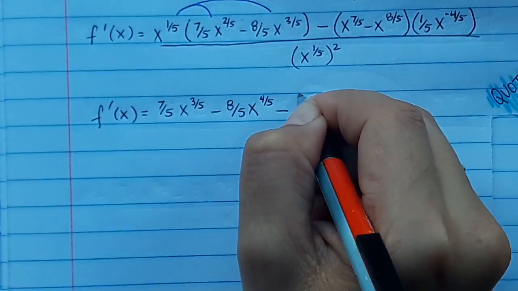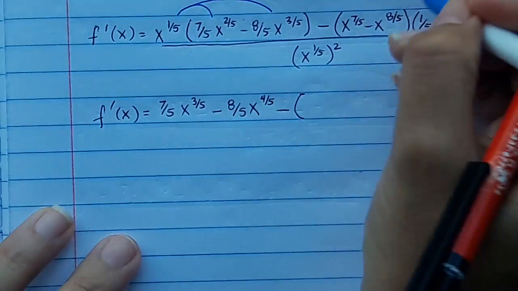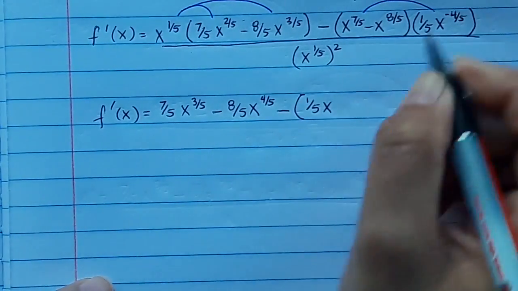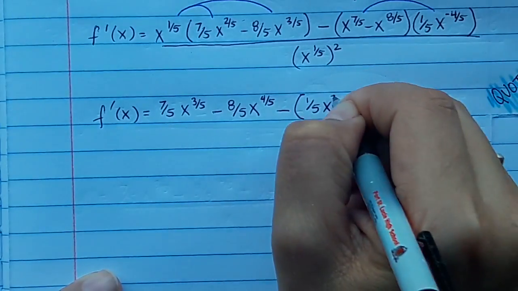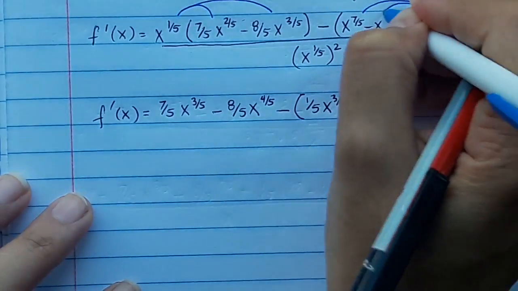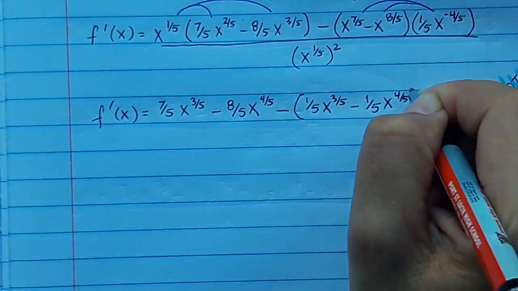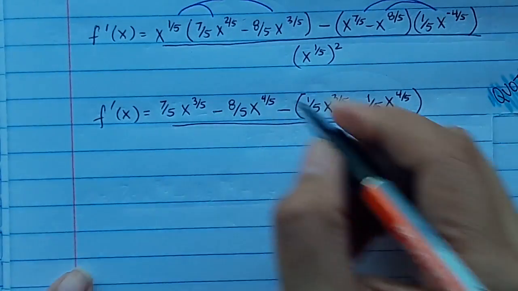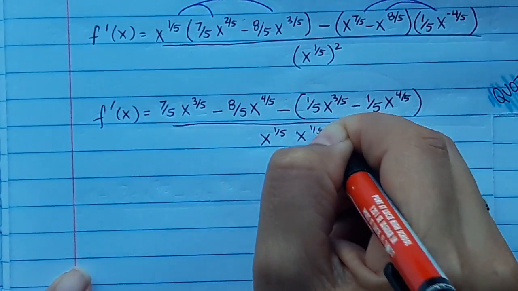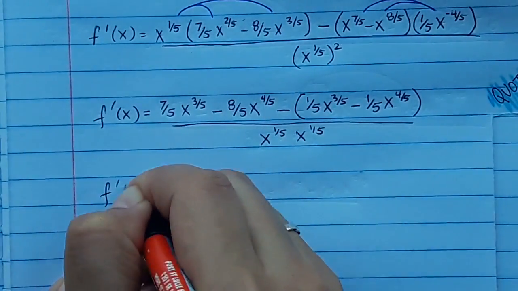minus, and I'll put this in parentheses so I can fix the signs if I need to. Getting in the house from the other side, that's going to be 1/5 x, then we've got 7 minus 4 is 3/5 and then you got negative 1/5 x. 8 minus 4 is 4/5 because the denominator is already the same, over x squared x to the 1/5 times x to the 1/5. Simplify it again.